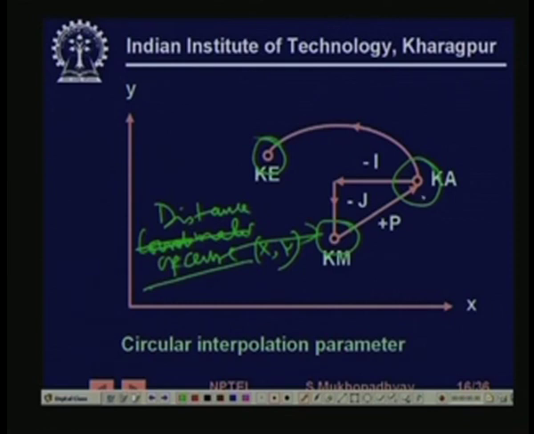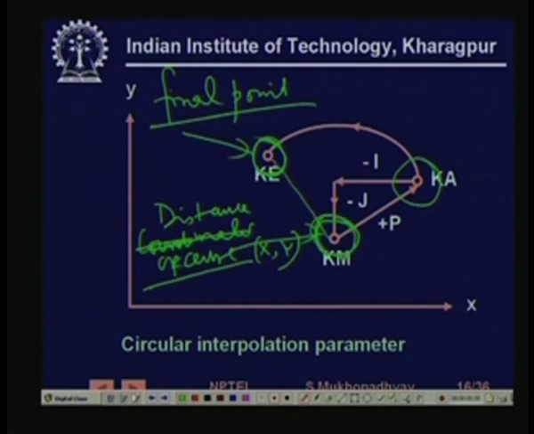Sometimes the final point is given, so this is the final point. Given these, and taking this as center, we have to draw a circular arc and take the tool along this circular arc. This is the way typically the circle parameters are specified. So this I and J will give the distance of the center, and this K and L will give the two endpoints.